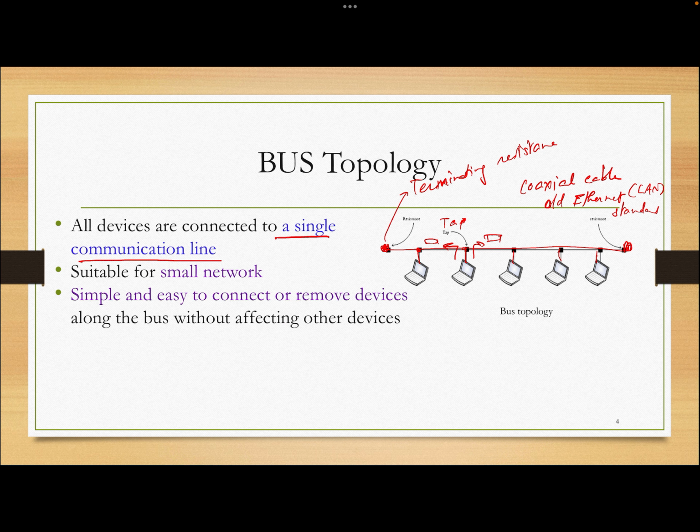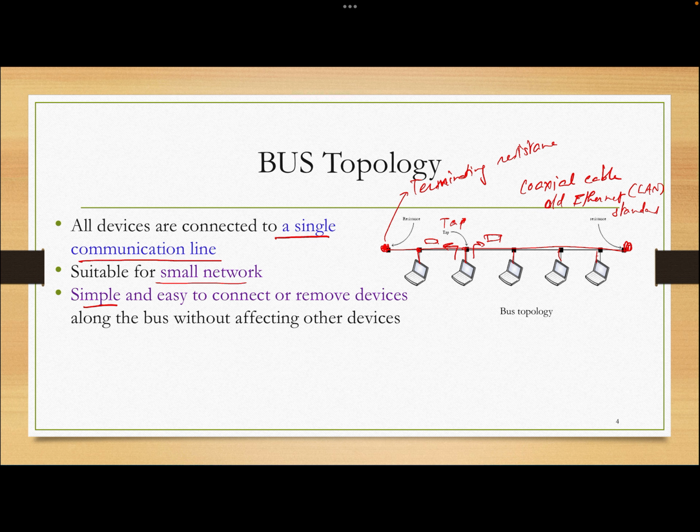So this is suitable for a small network, because you know that signal strength will be attenuated when you have more distance, right? When you send it longer, the signal strength is attenuated, so you don't want the cable to be too long.